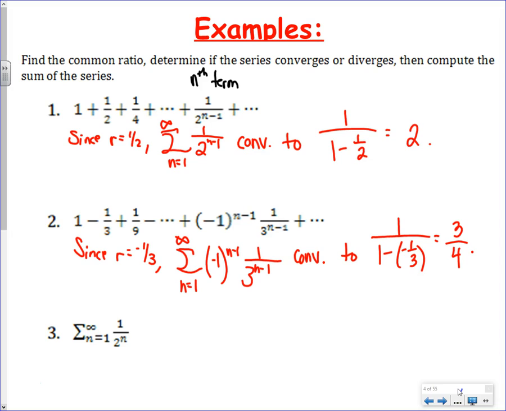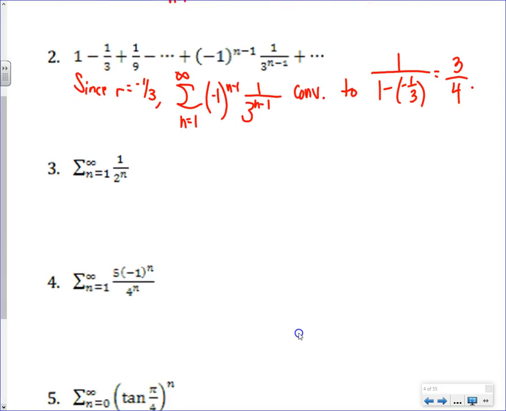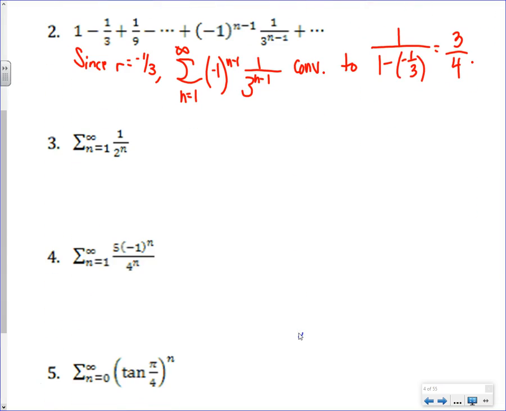Number 3. Think about it. Plug in. Wasn't there something in one of our homeworks where it said write the first 4 terms, first 5 terms, first whatever terms? Plug in 1, that's 1/2, right? Plug in 2, 1/4, okay, we get the idea, right? You guys tell me your full answer.